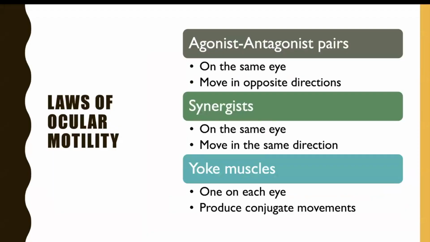The laws of ocular motility are important to understand when you're looking at muscle sequelae and generally how the eyes move. So you've got agonist and antagonist pairs. These are pairs of muscles on the same eye and they move in opposite directions. Your synergists are also on the same eye. They move in the same direction. And your yoke muscles describe muscles on opposite eyes and they produce conjugate movements.